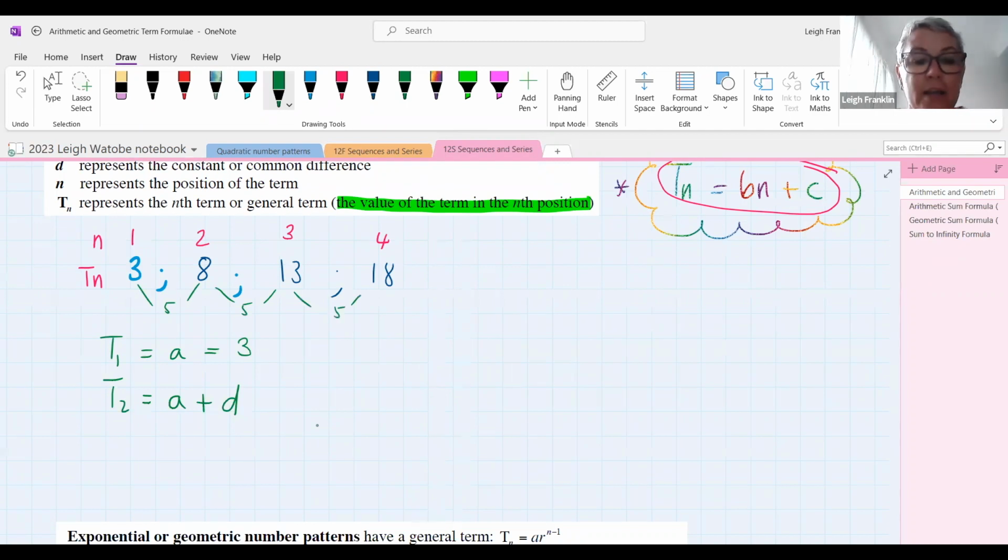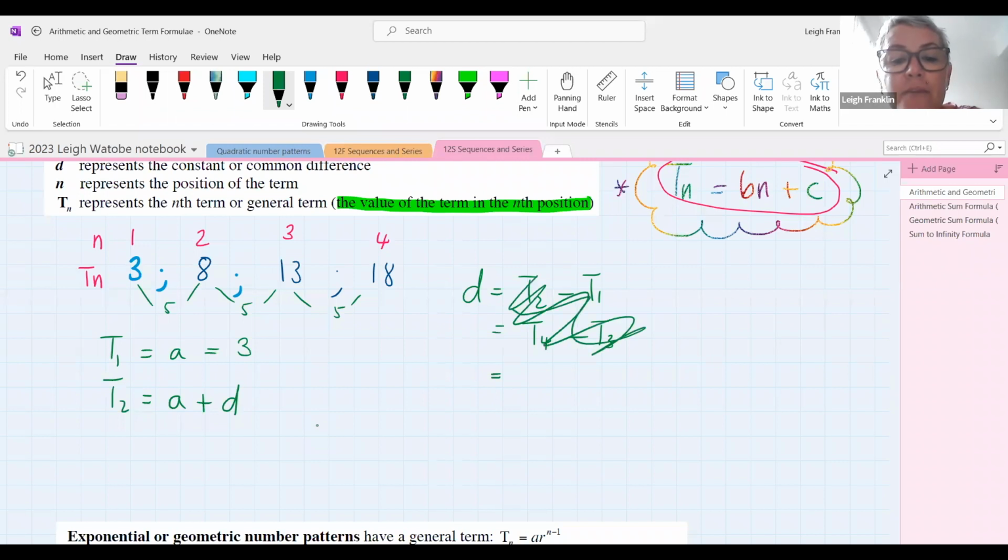being 5. Remember, to work out a common difference we would say term 2 minus term 1, or term 4 minus term 3, as long as it was the next term minus the previous term, we're going to get the same answer. In this case we have 8 minus 3, so our difference is 5. To work out term 2, we've got 3 plus 5, which is where our 8 comes from.